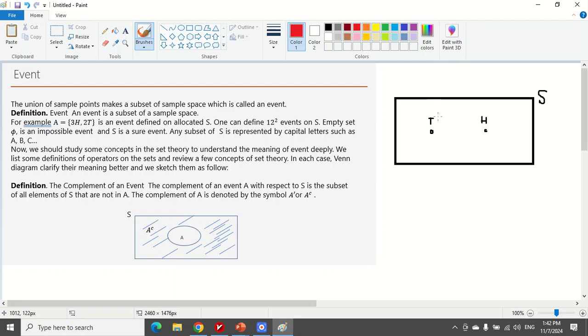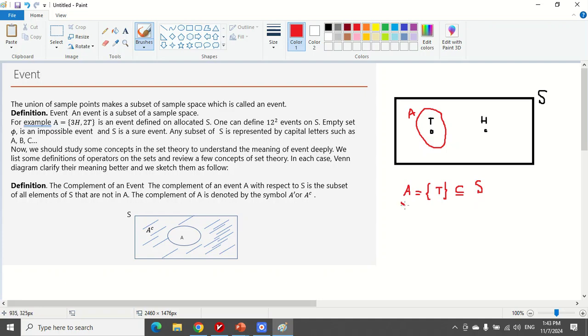Now, if I have a subset of this sample space, and we denote that subset by an uppercase letter like A. A, as a subset of a given sample space, contains one element, which is T or the tail, and for this set A, which is a subset of the sample space, I use this notation to say that this set is a subset of S.